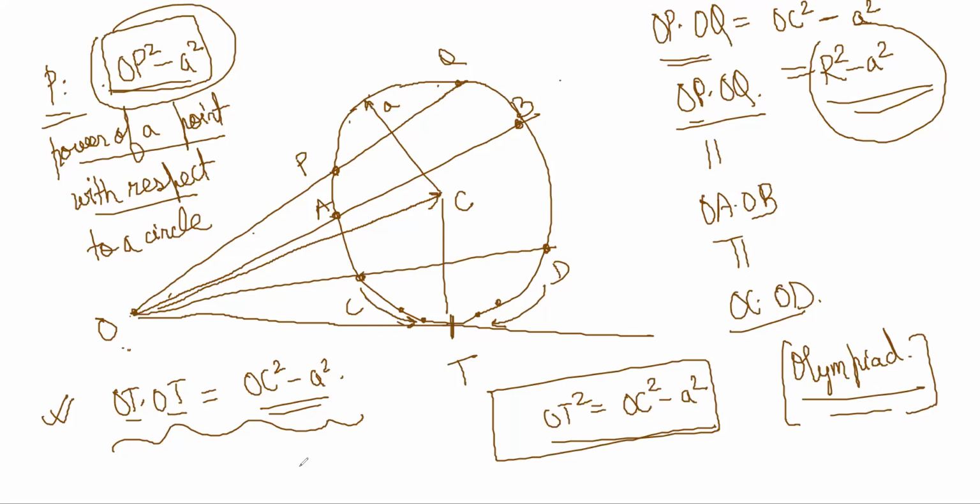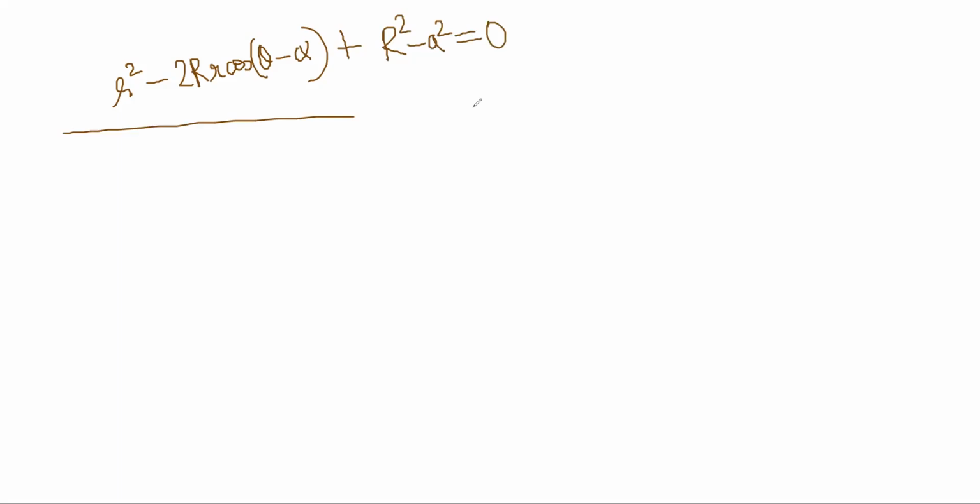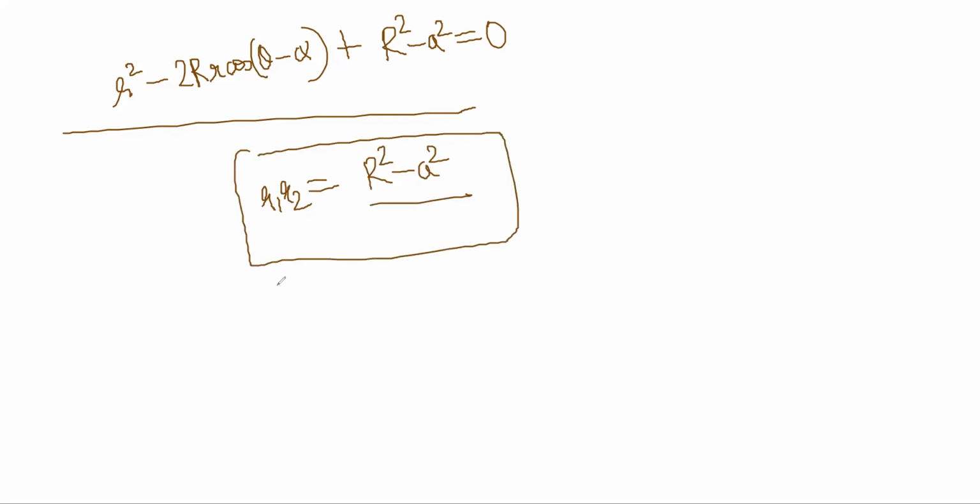And the way we proved it is we got this equation, the polar form equation of the circle, r square plus the rest minus a square is equal to 0. And we saw that r1, r2, the product of the roots, was always constant. Product of the roots means OP into OQ, something like that. Correct. So we are done with this power of a point stuff. So article 173 is done.